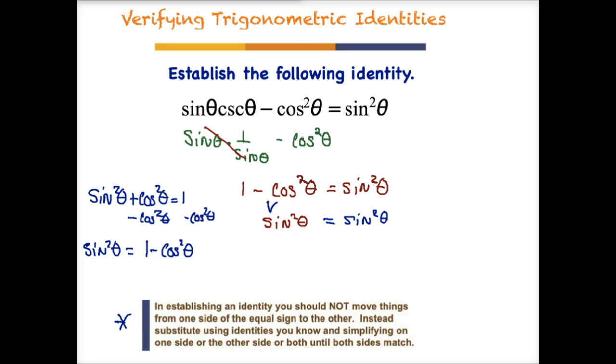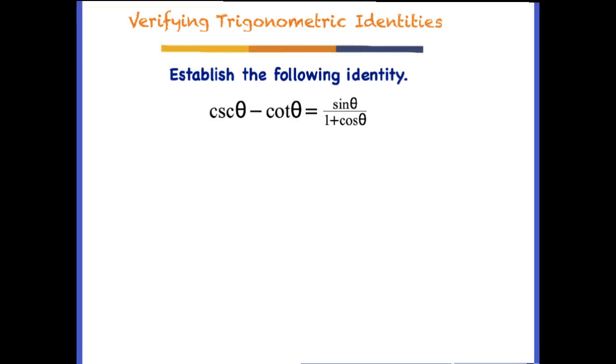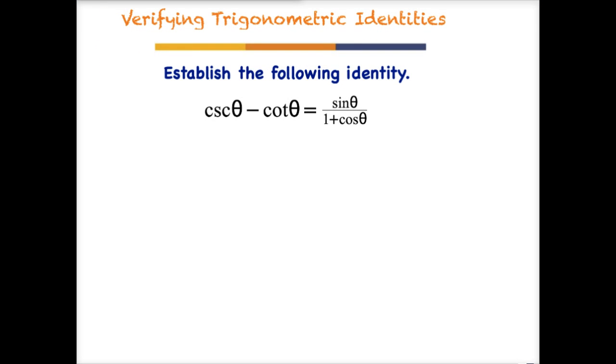Let's try another example. Again, try this one on your own, and then come back, we'll do it together. Now our equations are getting a little more complicated. But when I look on the left, I see cosecant and cotangent, so I'm going to go ahead and start there. I'm going to change those. Cosecant is 1 over sine, and cotangent is the same thing as cosine theta over sine theta. So I followed my advice. I changed everything to cosine and sine.